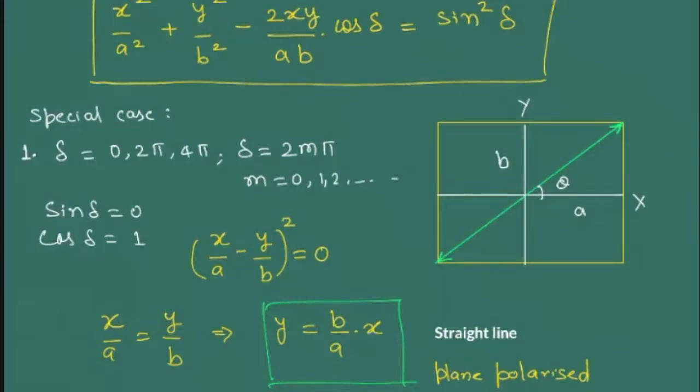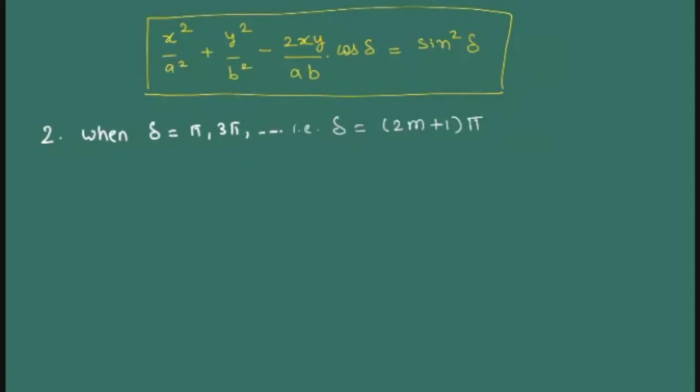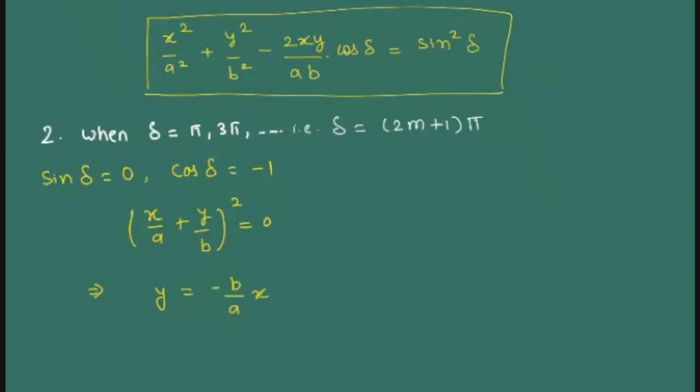Let us do the next one. Substitute delta equal to pi. If delta is equal to pi, then sine of delta becomes 0 and cos of delta will be minus 1, and you will have (x by a plus y by b) whole square equals 0. So your new condition would be, if we take the square root and take it on the other side, y equals minus b by a into x.